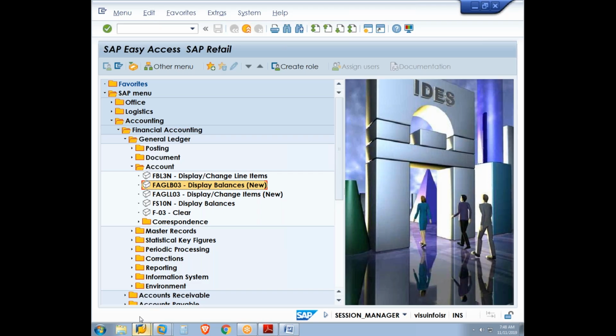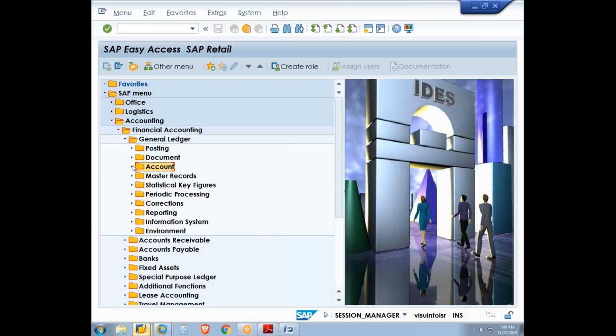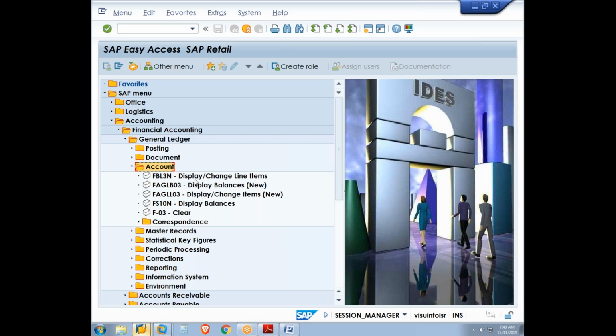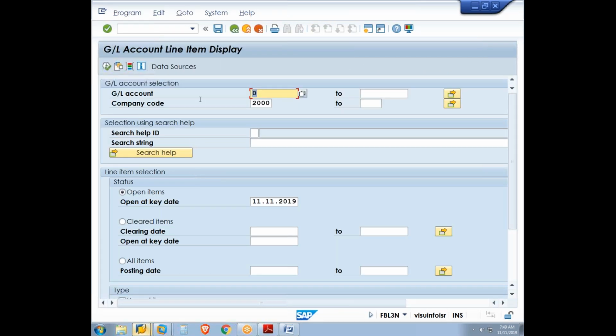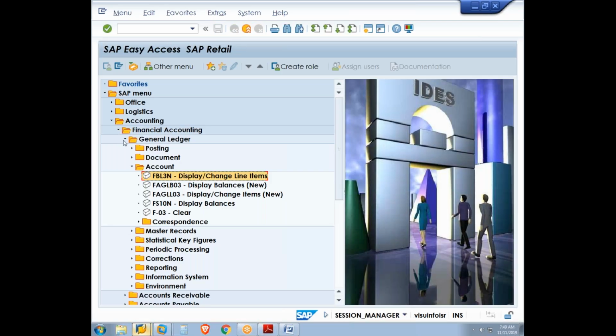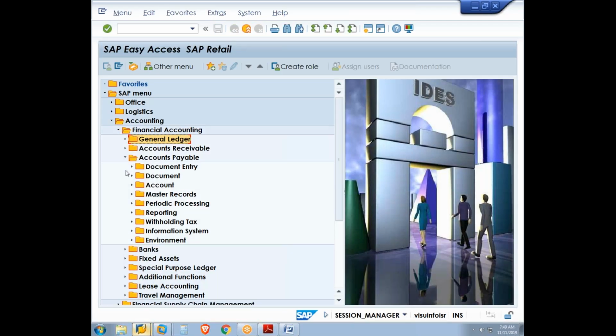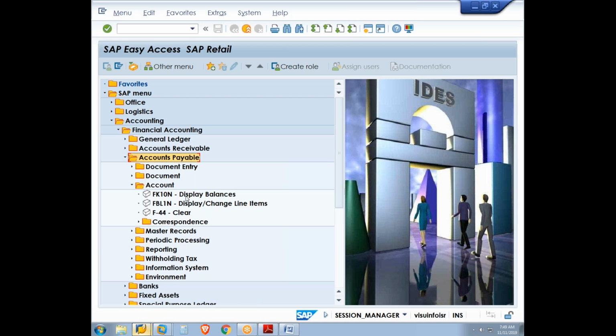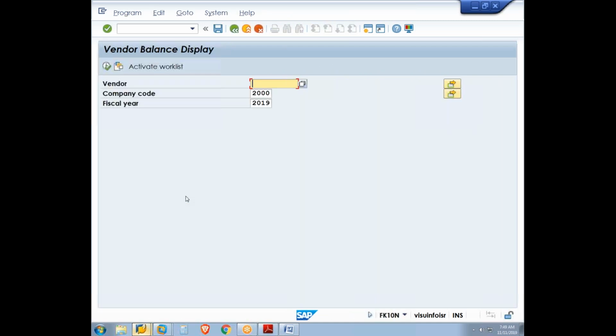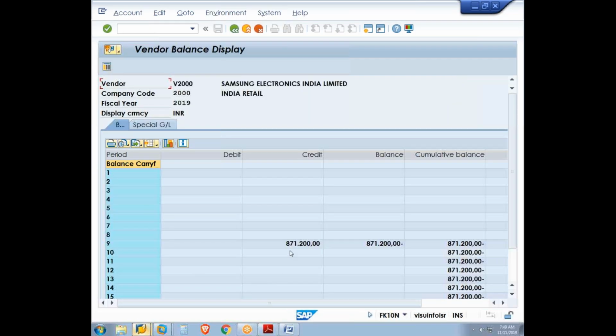It's a payable account. Say for example, if I go to the account balance in the vendor, display the account balances, FPL entry. This is for the customer account. But if you go to accounts payable, here accounts receivable means customer accounts. Here accounts payable means vendor accounts. So if I go to display the account balances, now I got a vendor, let us say V2000. V2000 is a vendor account number. And if I check here, the vendor has given us invoices worth a total of 8,71,200.